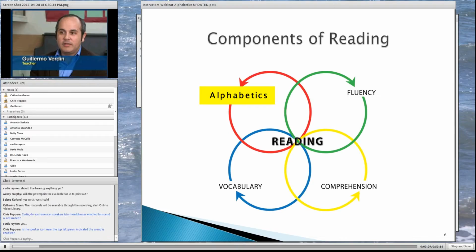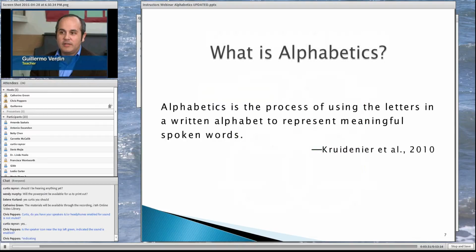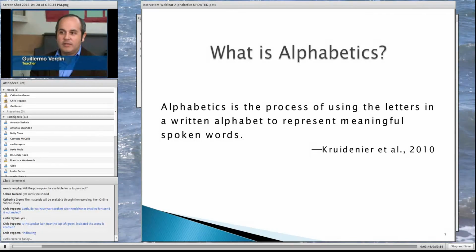So what is this term alphabetics? And why is it important? Now, again, you may or may not be familiar with this term, but you probably know what it involves. Alphabetics is the process of using letters in a written alphabet to represent meaningful spoken words. It basically refers to the skills that a reader uses to decode and recognize words in print.